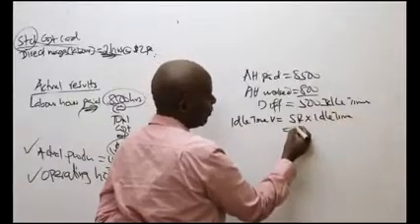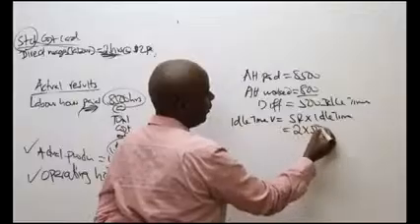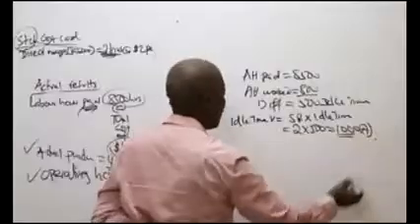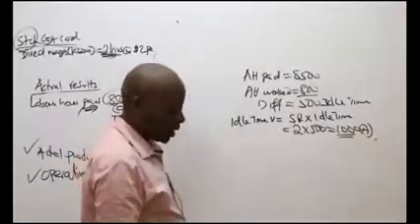So the standard rate per hour is 2, idle time is 500, which gives us 1,000. And as we say, all idle time variances are what here? They are adverse.